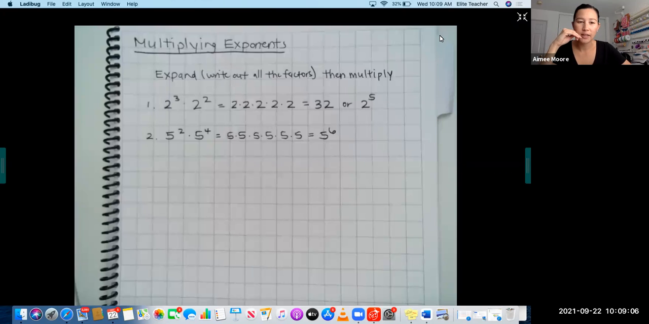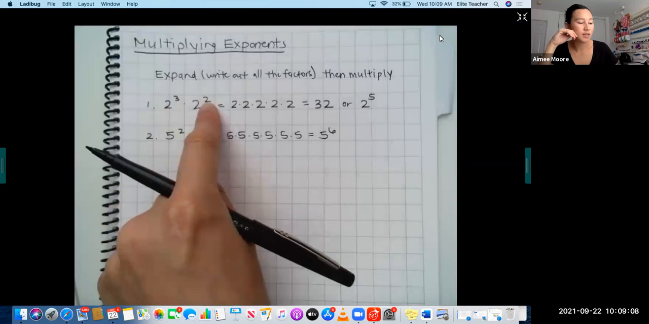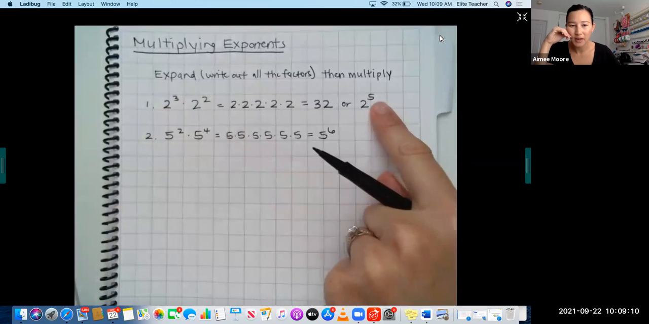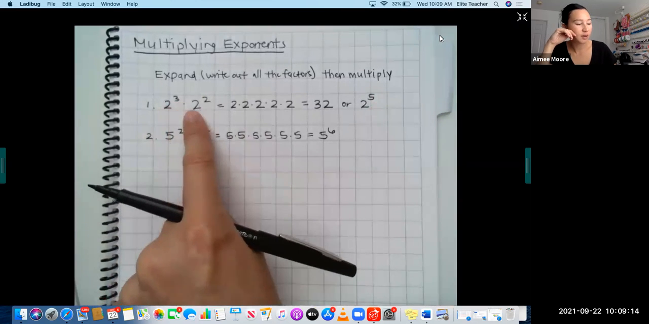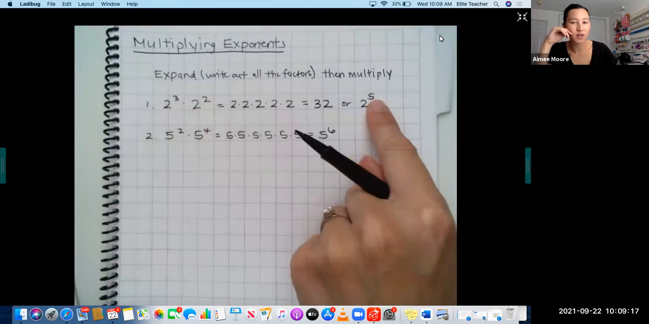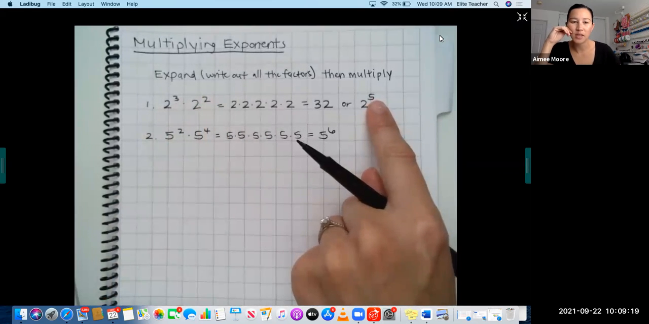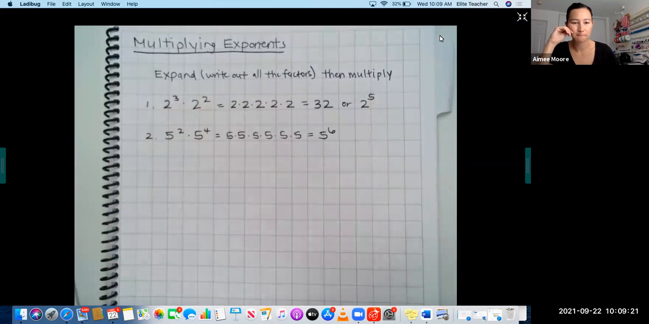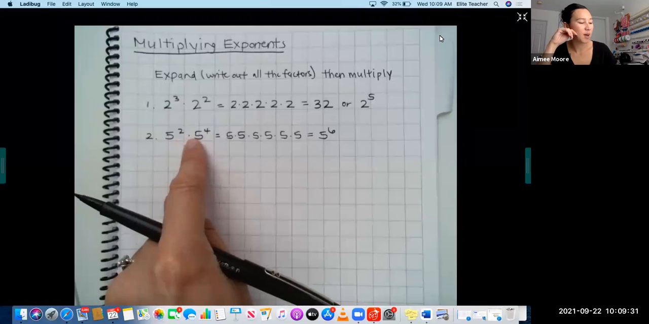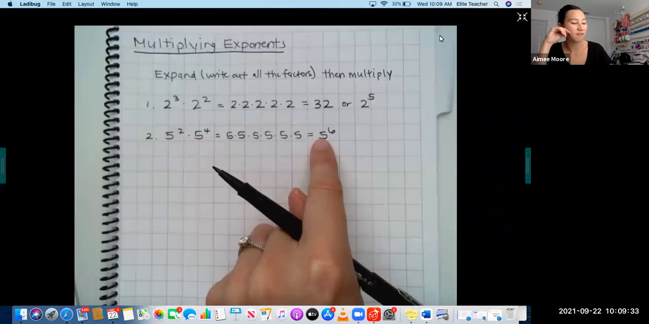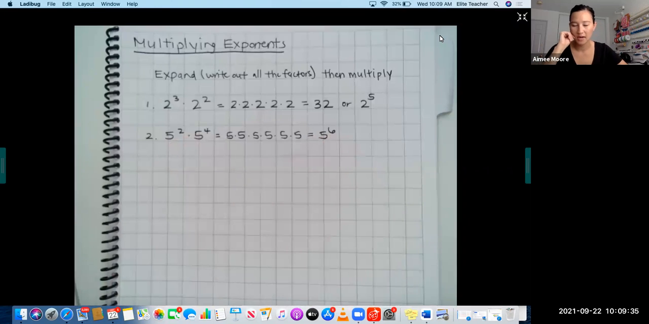Do you guys see a relationship between the exponents and the exponent in our answer? So 2 to the 3rd times 2 to the 2nd is 2 to the 5th. What did we do with the exponents? And then we had 5 to the 2nd power times 5 to the 4th power, and we got 5 to the 6th power.